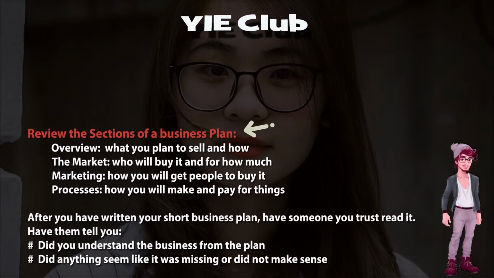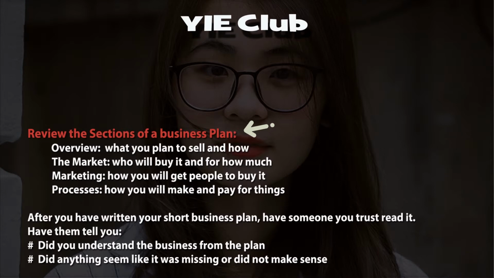Let's review the sections of the business plan. You are going to have 4 sections in your business plan. The overview section, which is what you plan to sell and how. The market section, who will buy your product or services and for how much. The marketing section, which is how you get people to buy your product or services. And lastly, the processes section, which is how you will make and pay for things in your business.